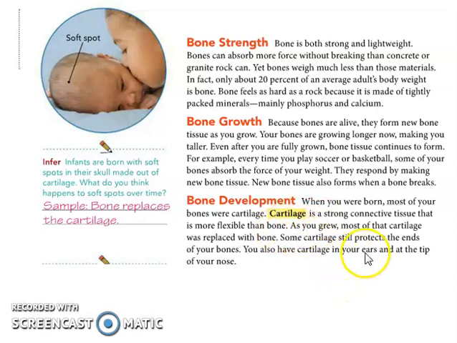Some cartilage still protects the ends of your bones. You also have cartilage in your ear and at the tip of your nose. So the tip of our nose is cartilage. It's a connective tissue, and same with our ears. Okay, that is cartilage. Let's proceed to the next page.